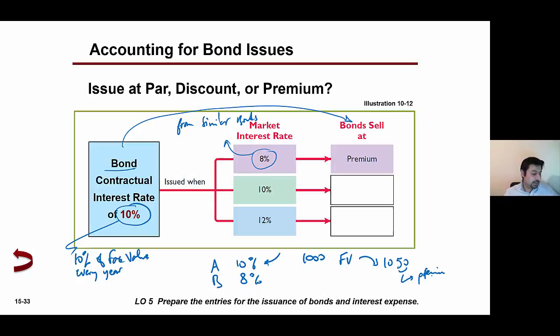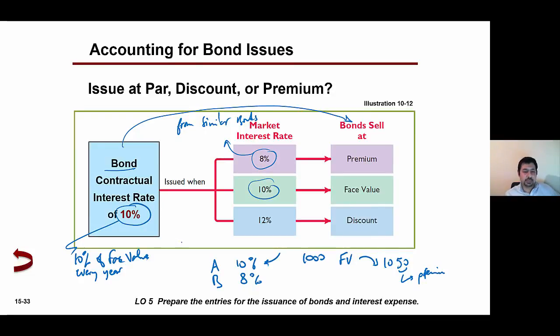When the company issues the bond at 10% and the market interest rate is 10%, it will be the same, so the company will be selling it at face value. When the company issues the bond at 10% and the market rate is 12%, the company will issue it at a discount. This one here is the other way around.